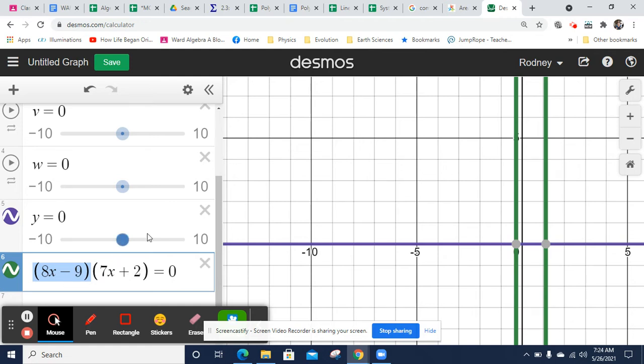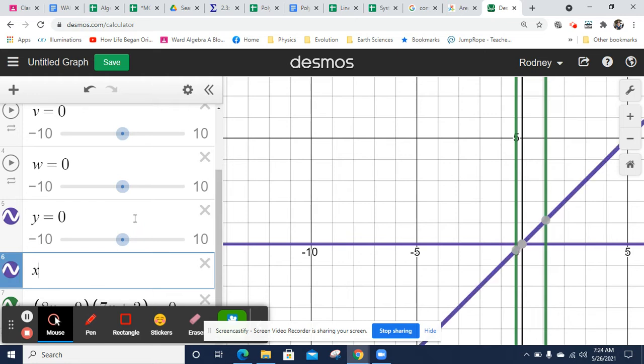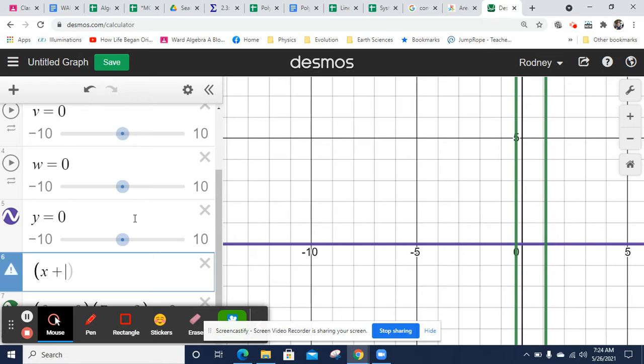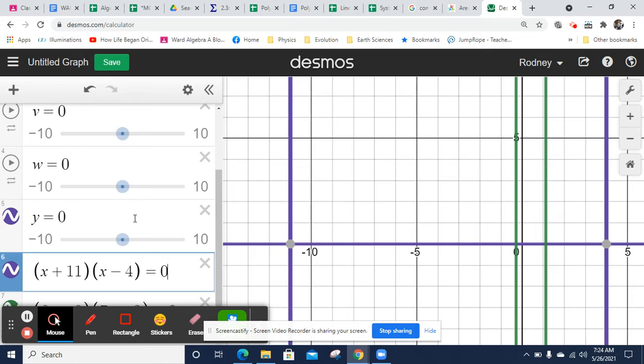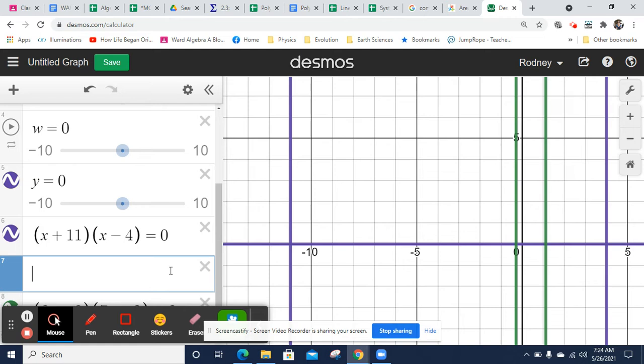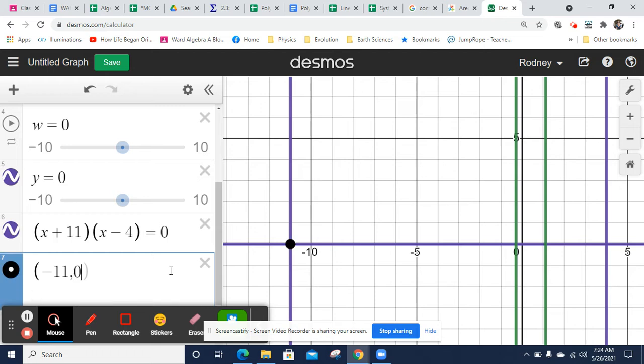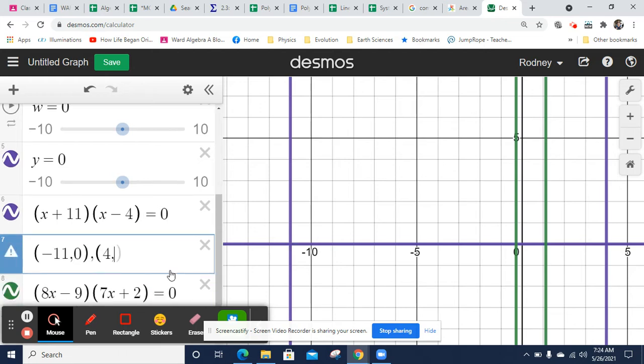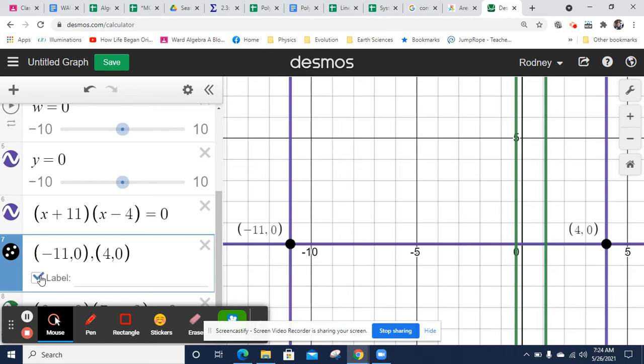Now, it's not as simple in this case as if I had x plus 11 times x minus 4 equals 0. In this case, x could be negative 11 because negative 11 plus 11 would be 0. And x could be 4 because 4 minus 4 would be 0. So I'd have x-intercepts at negative 11, 0, and 4, 0. And there I'd be my x-intercepts right there. I'll label them like that nicely.